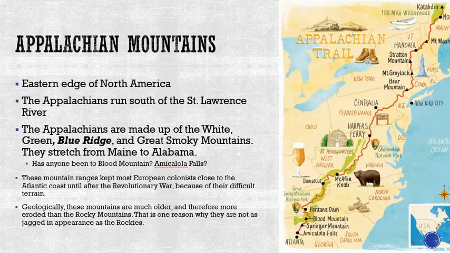Historically, it's important to note that the Appalachian Mountain Range kept most European colonists close to the Atlantic coast until after the Revolutionary War. Because of their difficult terrain, many people did not want to cross over the Appalachian Mountains.